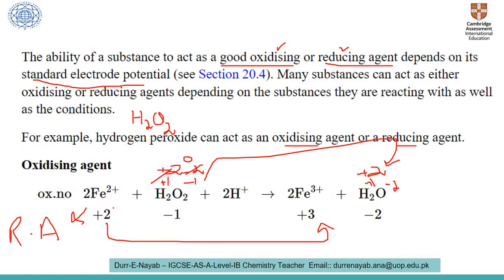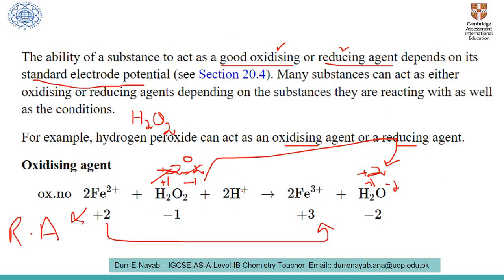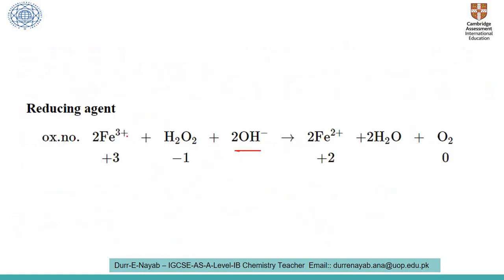Now you can see we have written iron +3 here, but here the acidic media is changed. Here we were having acidic conditions. Now the reacting substances, iron and hydrogen peroxide, are the same, but the environmental conditions are different. This reaction was in acidic media, and this reaction is in basic media. So when we change the condition, this iron behaves in a different way.